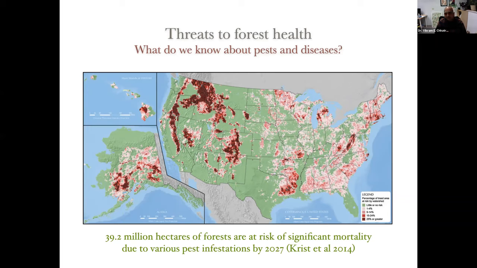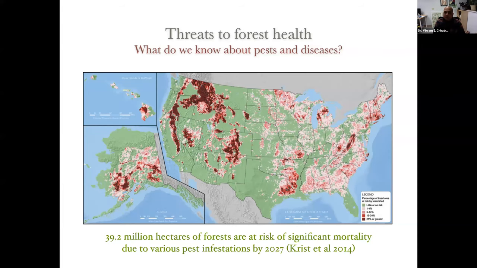And they found that in many areas, as much as 25% of the trees were susceptible to being killed by these beetles over almost 40 million hectares of forests. And you can see that it covers the entire landscape of the US. The only reason they're not showing anything in Canada is because they didn't study anything there. But that doesn't mean that the threat doesn't exist in Canada. It exists to a great magnitude over there as well. So this is the magnitude of the problem that we're facing right now.